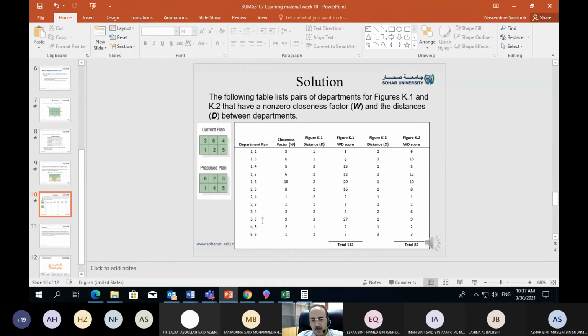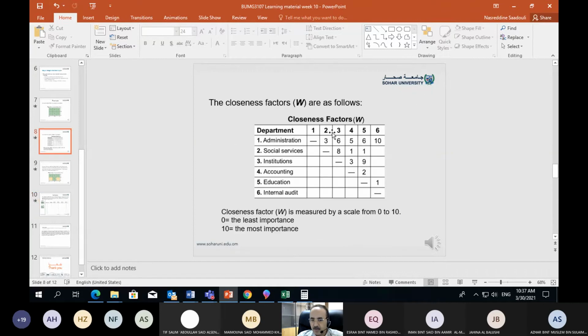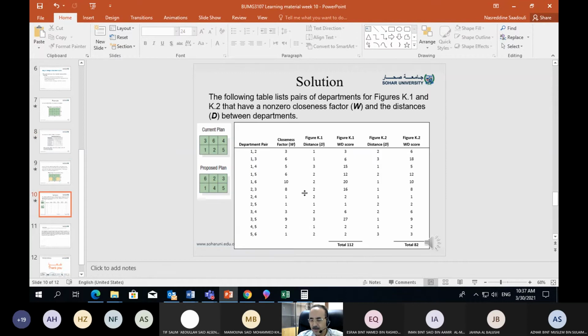Now for determining the closeness factors, that is already given. These closeness factors are from the table. So for 1, 2 the closeness factor is 3, for 1, 3 the closeness factor is 6, and you can already see that 3, 6, 5, and so on. Where do the distances come from?